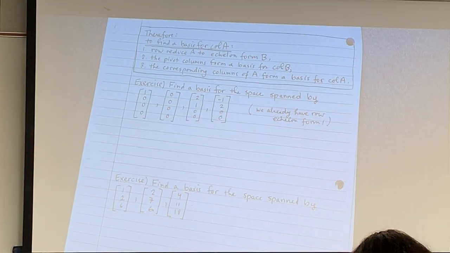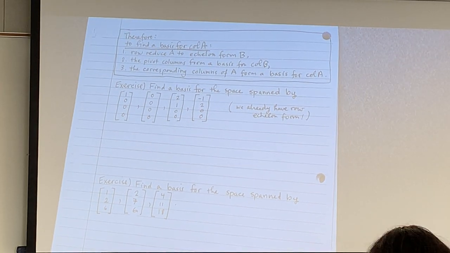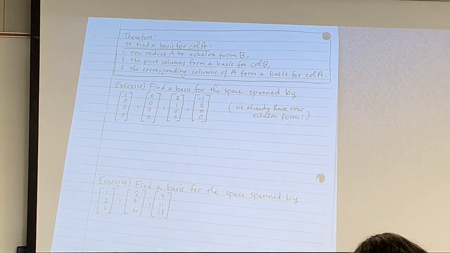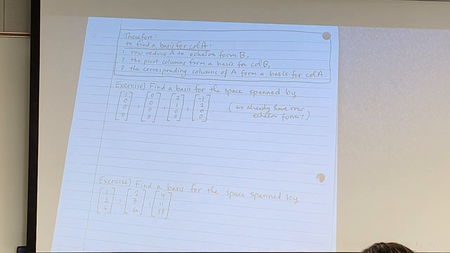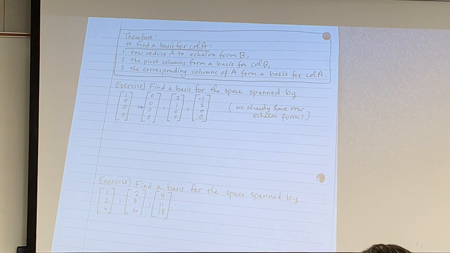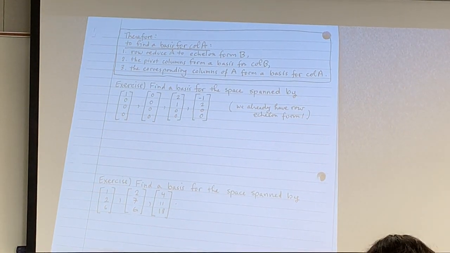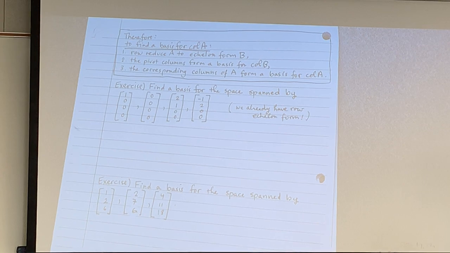So what you guys got to know is, to find a basis for the column space of A, row reduce A to echelon form B. The pivot columns form a basis for the column space of B. The corresponding columns of A form a basis for the column space of A. All right? And so we've got to do some calculation. Too much talk here without doing a problem.